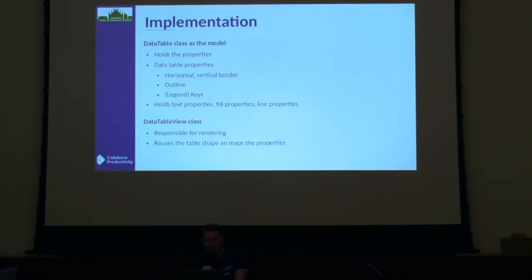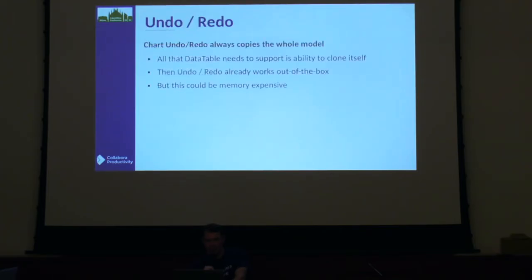The data table shape just reuses the table shape that is already present in, for example, Draw. It's just the same shape, and all that is needed is to map the properties from the data table class inside to this table shape property, which is a little bit tricky.